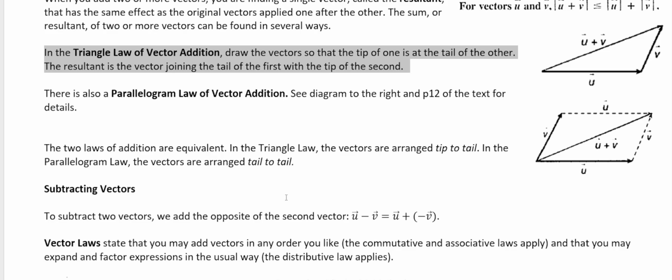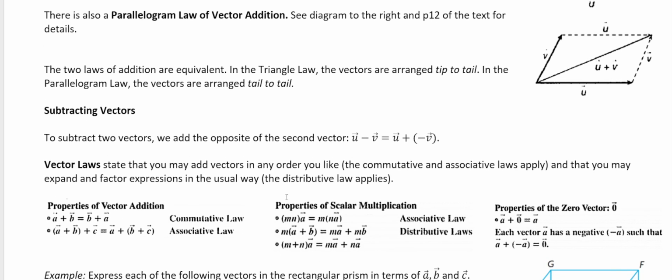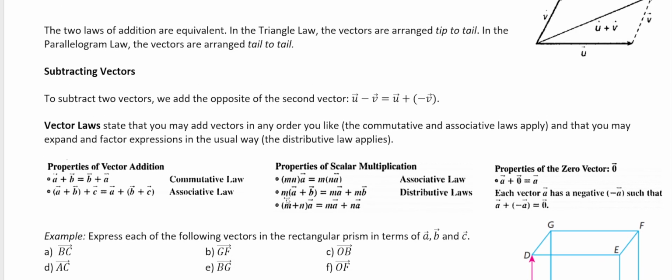Okay, subtracting vectors. To subtract two vectors, we add the opposite of the second vector. So u minus v is just equal to u plus negative v. Vector laws state that you may add vectors in any order you like, the commutative and associative laws apply, and that you may expand and factor expressions in the usual way. So the distributive law also applies. All of these right here are properties of vector addition, properties of scalar multiplication, and properties of the zero vector. You can review these on your own, but they're no different than what you would expect them to be.